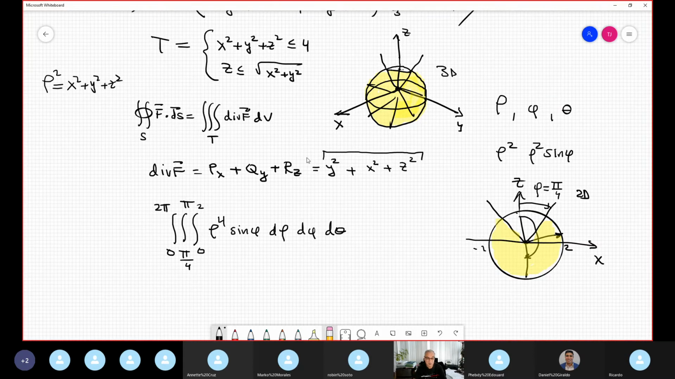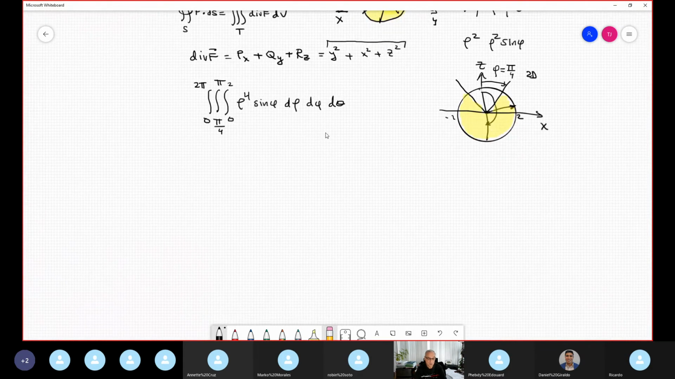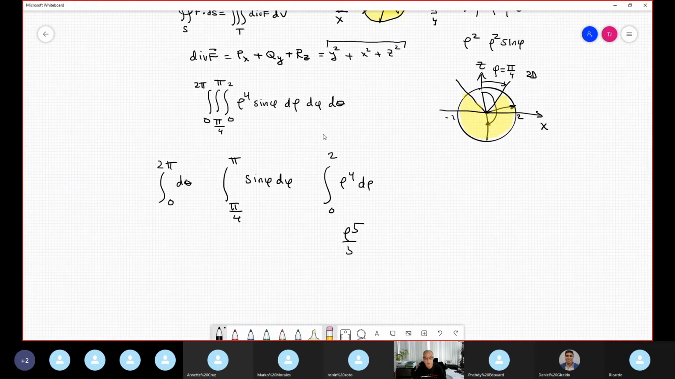It's fairly easy, you separate it in three parts, because the integrand function is totally separable. The theta part goes from 0 to pi, d theta. This part goes from pi over 4 to pi of sine phi, d phi, and the rho part is rho to the 4, d rho, from 0 to 2. This is easy. This is rho to the fifth over 5 evaluated between 0 and 2. It is basically 32 over 5, because 2 to the fifth power.